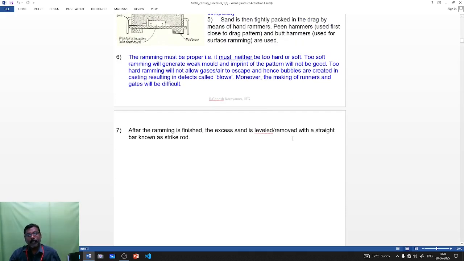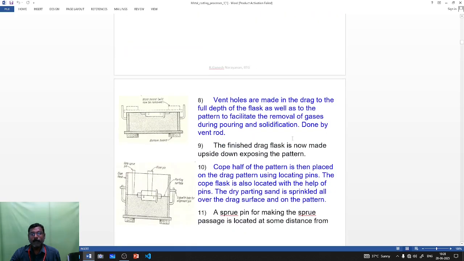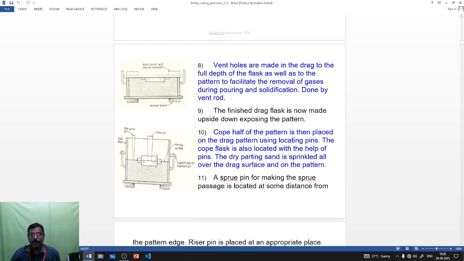After the ramming is finished, the excess sand is leveled or removed with a straight bar known as a strike rod. Then holes are made in the drag to the full depth of the flask as well as to the pattern, to facilitate the removal of gases during pouring and solidification, done by a vent rod.